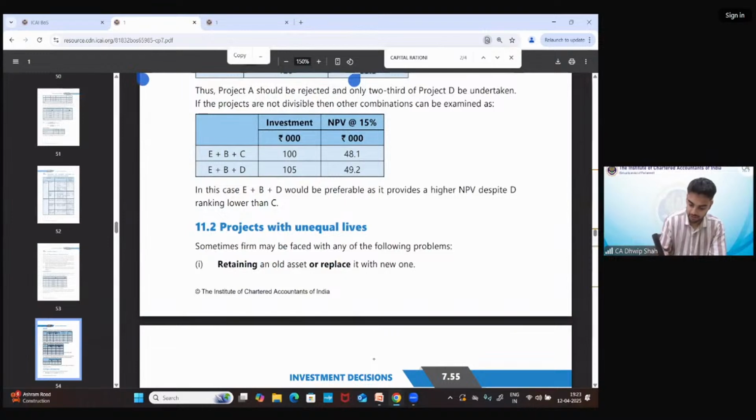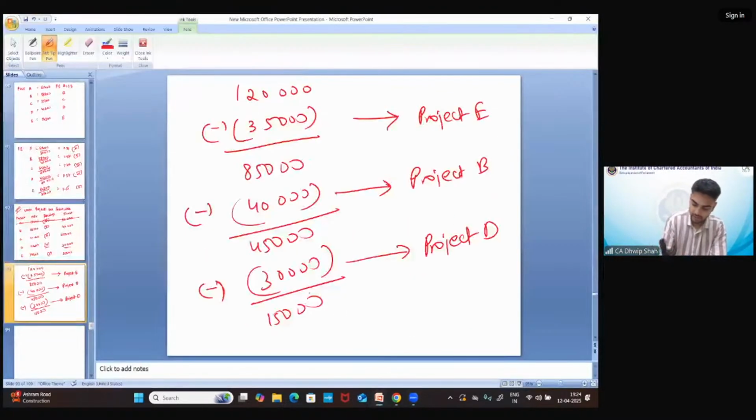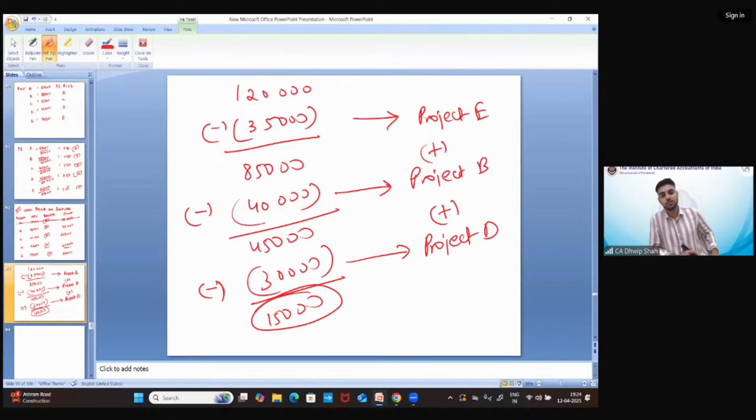Because I don't have enough funds, this 15,000 will still be left in my kitty. So if in future any project of 15,000 comes, then I can take it. So can I say this would be my best combination when projects are indivisible?